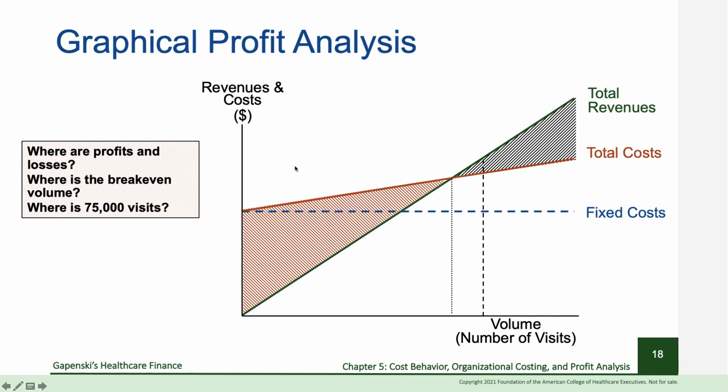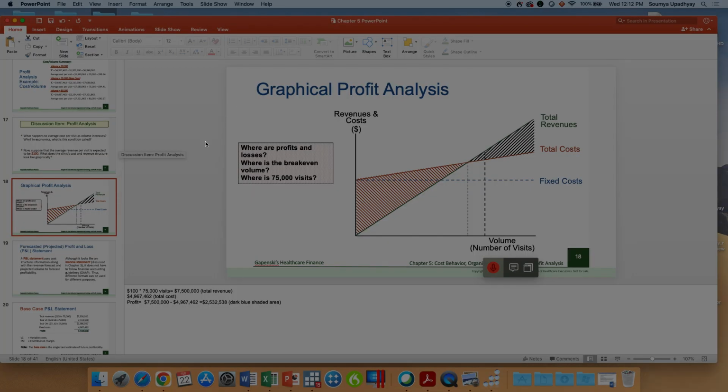So here's the graph that we are talking about. On the x-axis, we have volume. On the y-axis, we have revenues. Let me escape from here to the non-presentation mode so that I can show you a few things. You can see that the revenues and costs are on the y-axis, and the volume is on the x-axis.